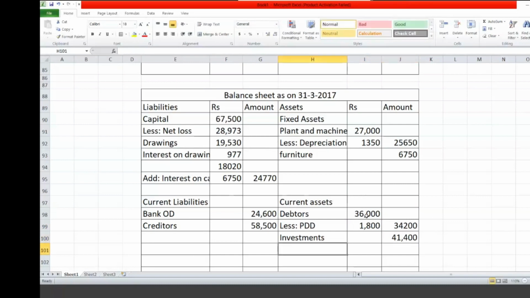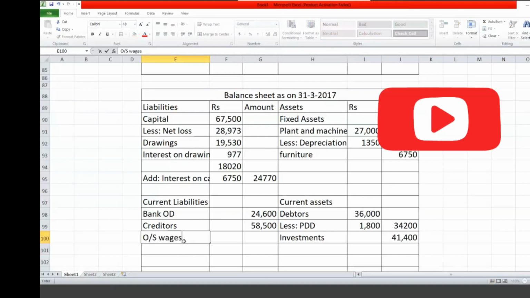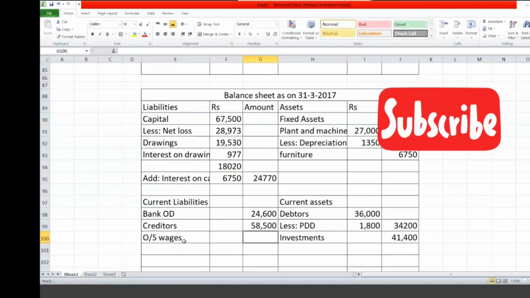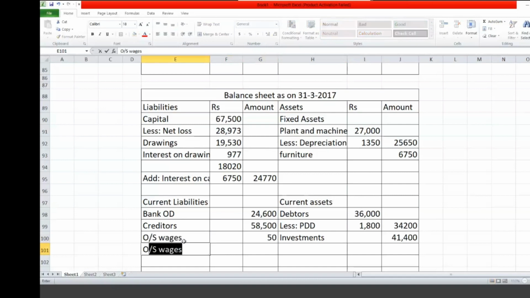Now move on to the adjustments. Interest on capital you have taken, interest on drawings you have taken. Outstanding expenses we didn't take. So write down outstanding wages. What is the amount of outstanding wages? 50 rupees. Outstanding salaries is 20 rupees. Provision for doubtful debts already we have done. Depreciation on plant and machinery, that also we have done.